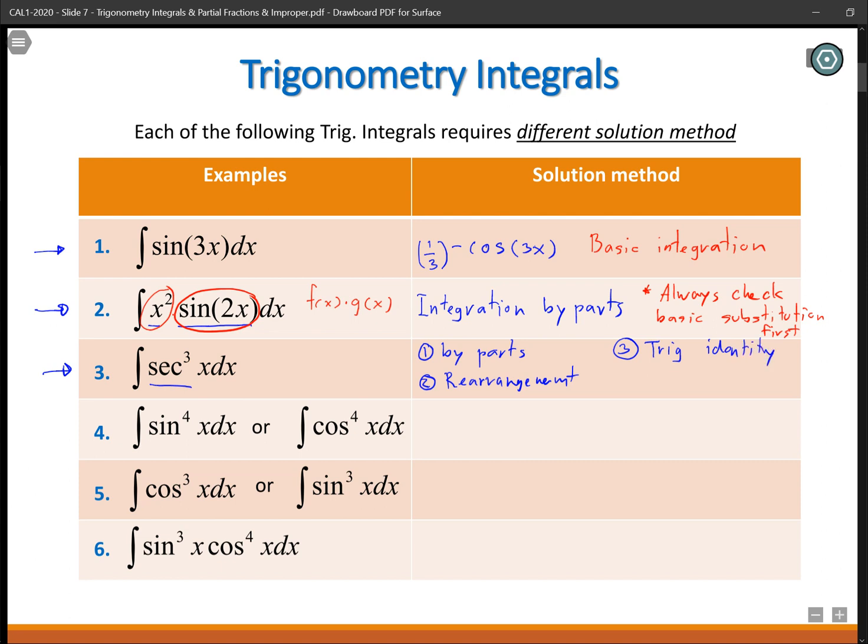Okay, for number 3, we have done this. I think it's last Monday. So if you want to know about the details of this particular example, please look up the old lecture. And the last one, 4, in the end, we also have to apply the basic substitution too.